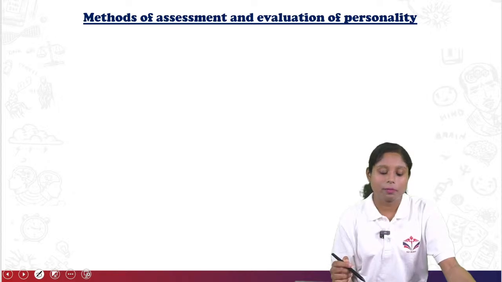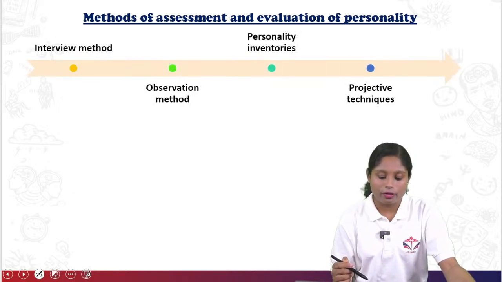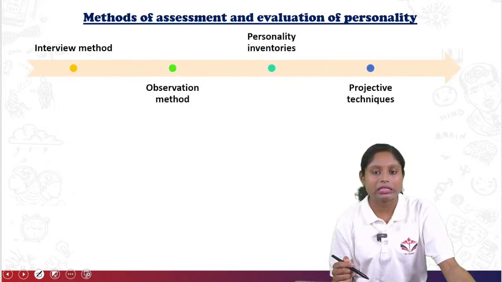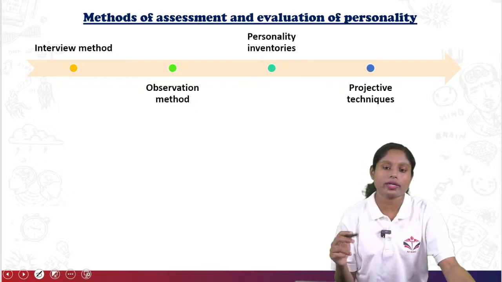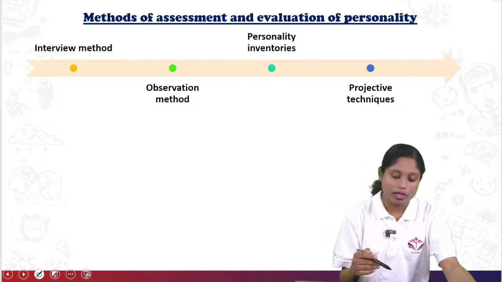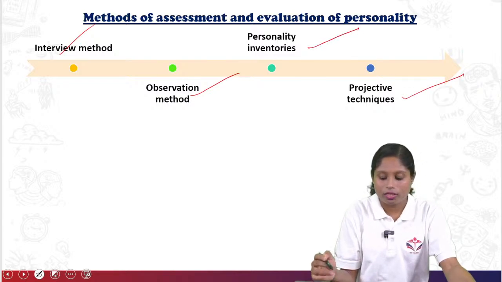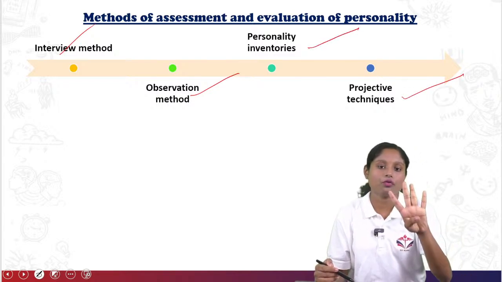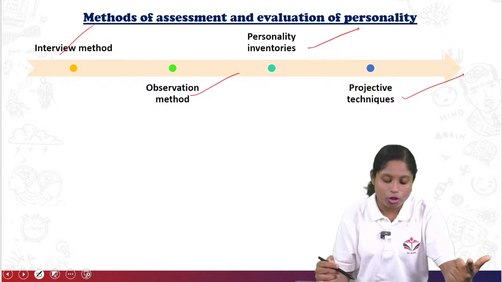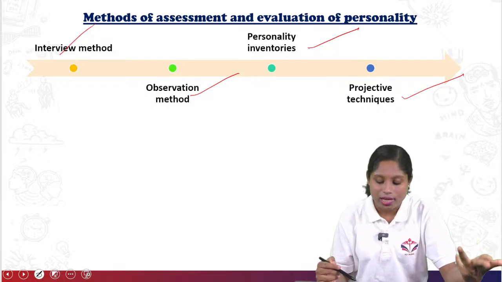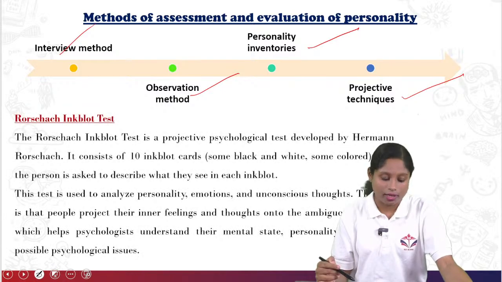Next, we will discuss methods of assessment and evaluation of personality. So what are the methods we can use to evaluate a person's personality? That is interview method, observation method, personality inventories and projective techniques. So four methods: interview method, observation method, personality inventories and also projective techniques.